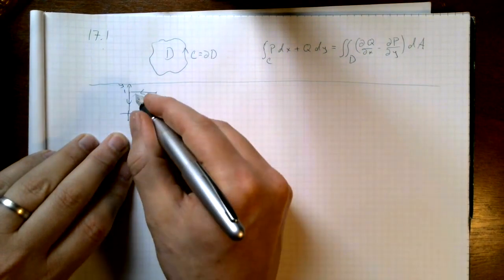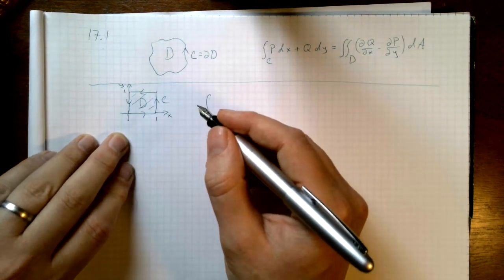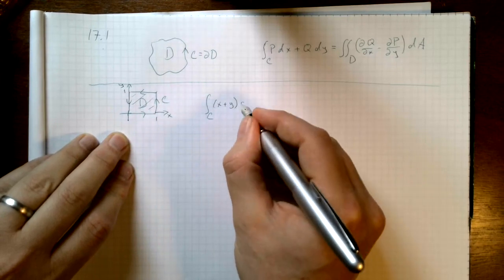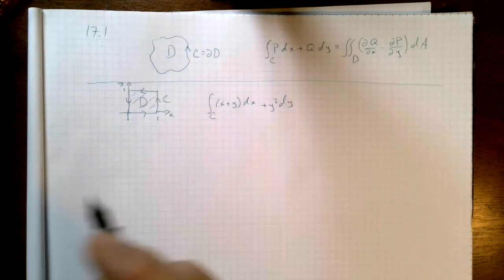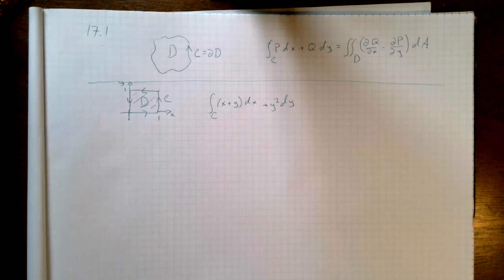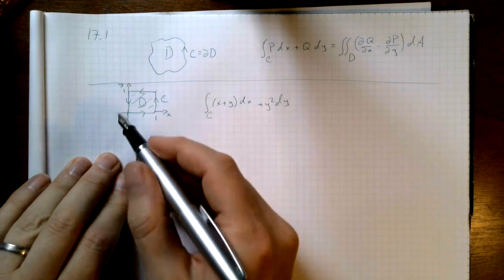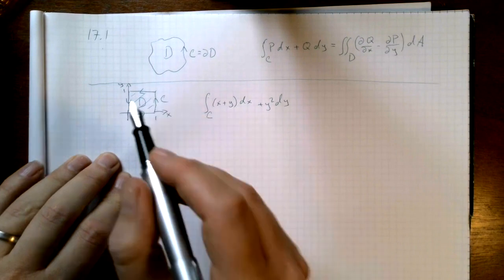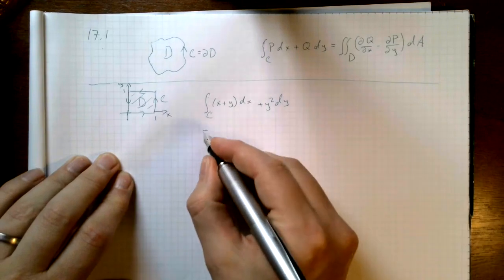Let's integrate over C of x plus y dx plus y squared dy. We've seen this kind of integral last time. Let's first write it down as the integral over these bits. There's an advantage here: on some sides dy is 0, and on the others dx is 0.